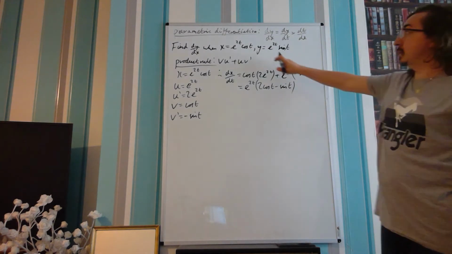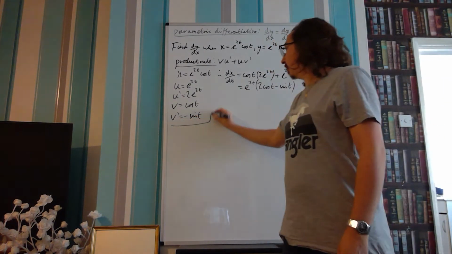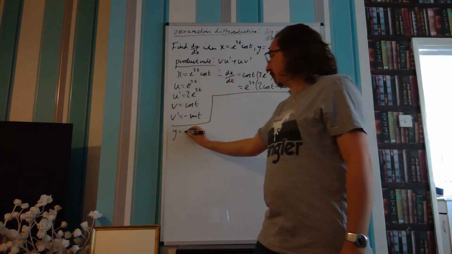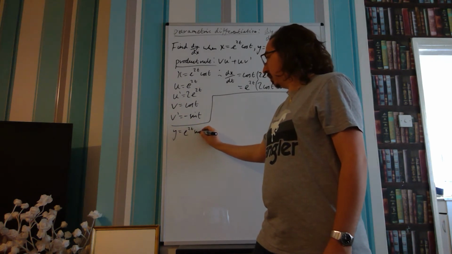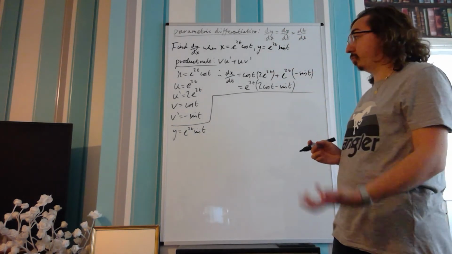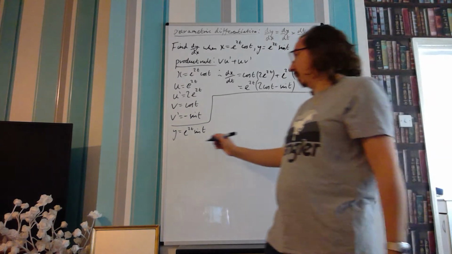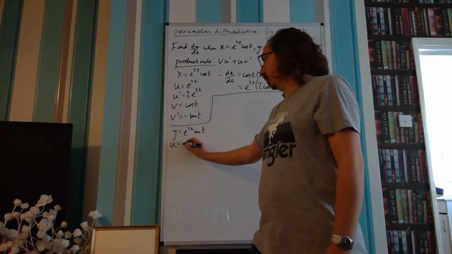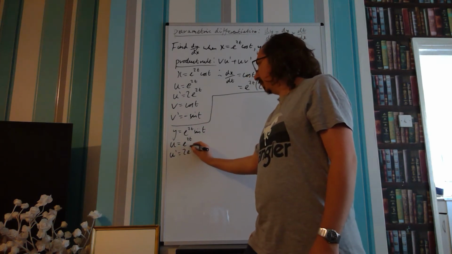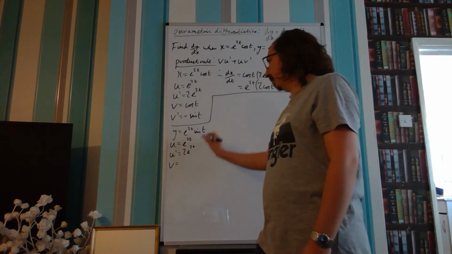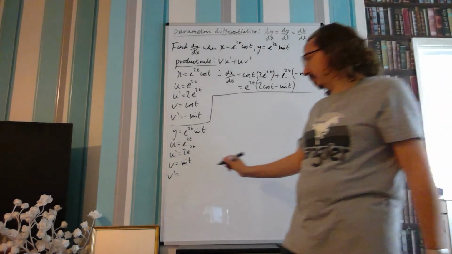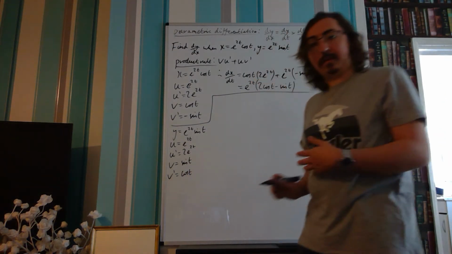We now need to do something similar for y. So when y is equal to e to the 2t sin t, again we've got another product, so another product rule, and we need our four parts. Our u again is e to the 2t, our u dashed is the same, 2e to the 2t, our v is sin t, and our v dashed is then cos t.